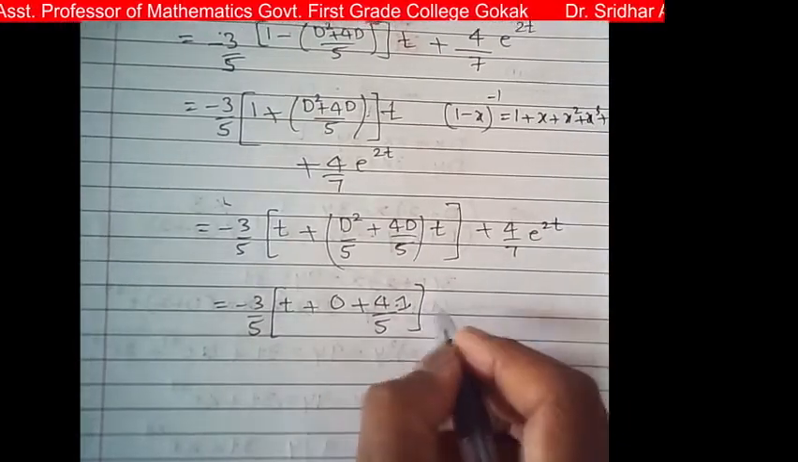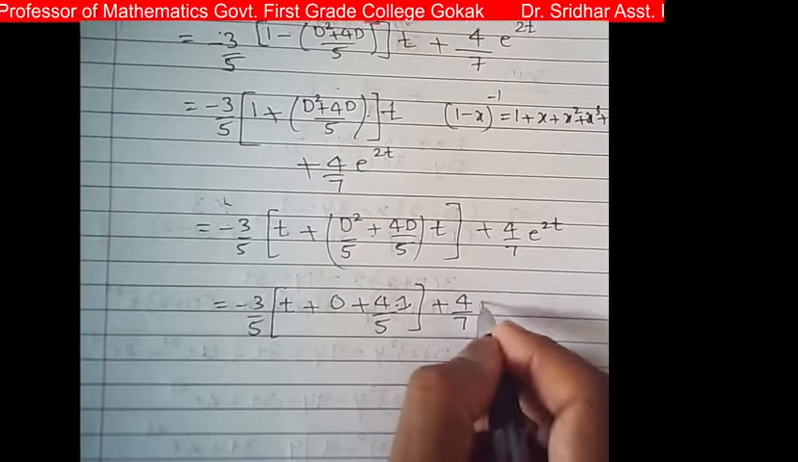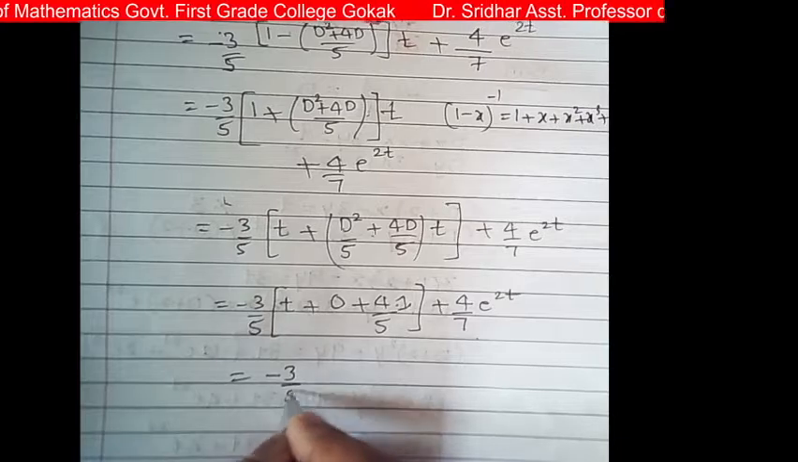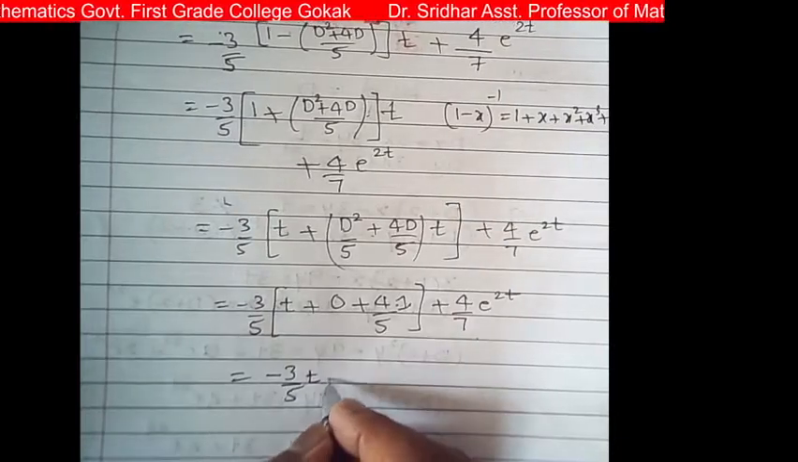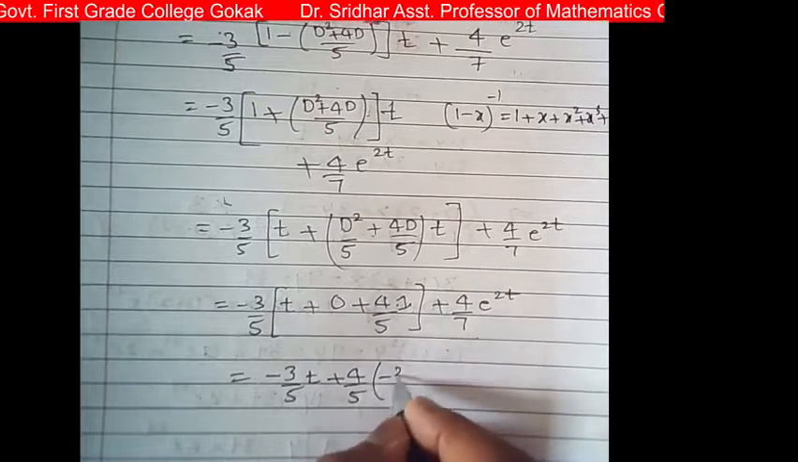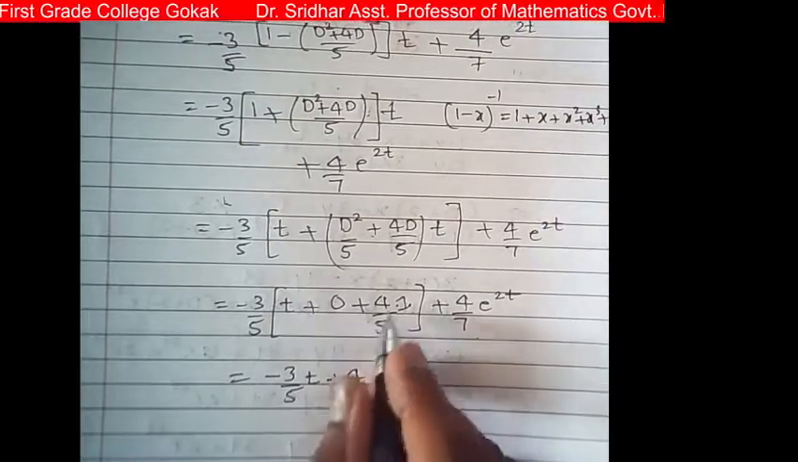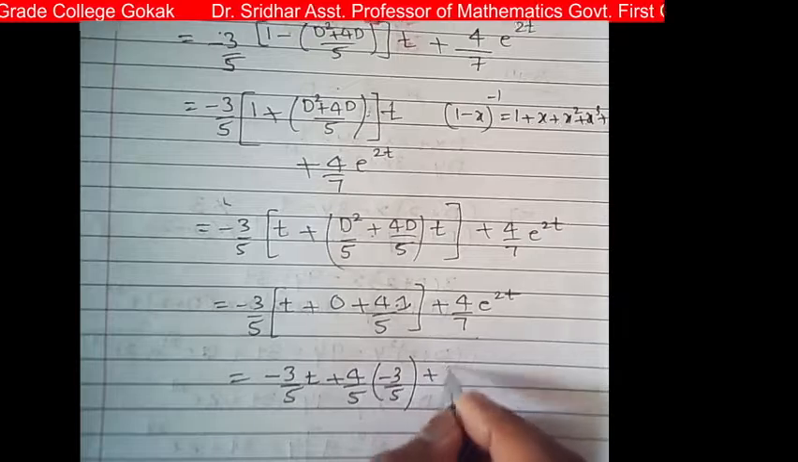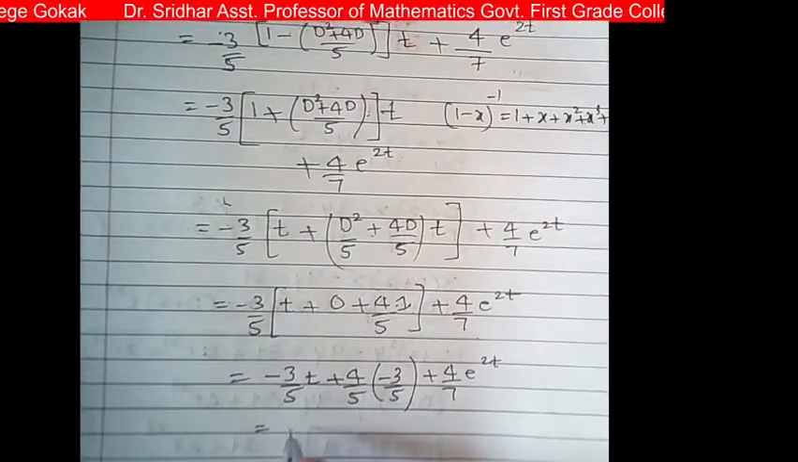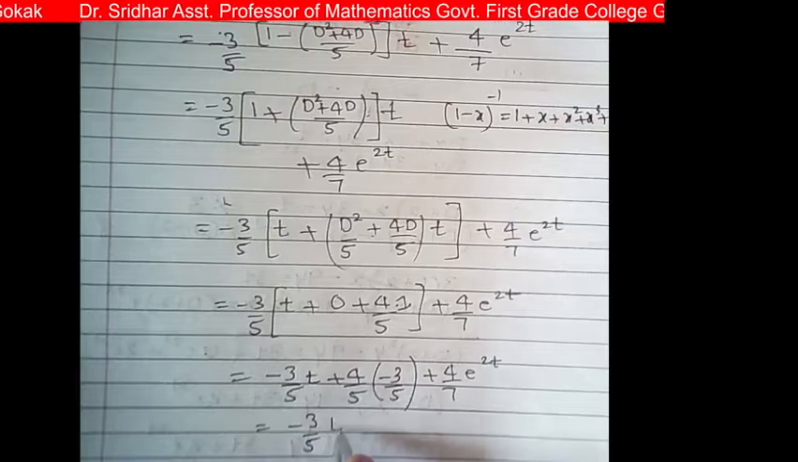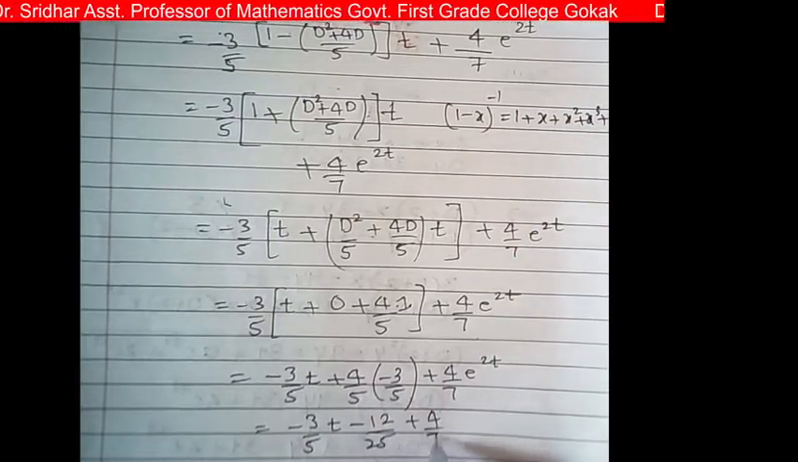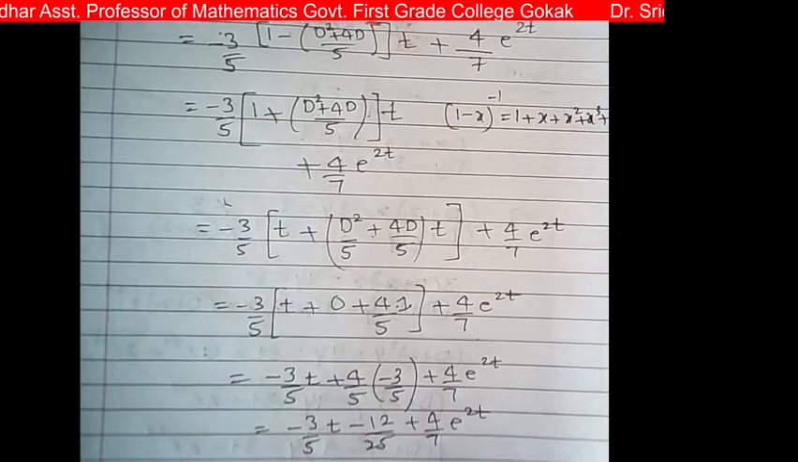Then plus 4 by 7 e raised to 2t, or minus 3 by 5 t, then plus 4 by 5 into minus 3 by 5, then plus 4 by 7 e raised to 2t, or minus 3 by 5 t minus 12 by 25 plus 4 by 7 e raised to 2t.